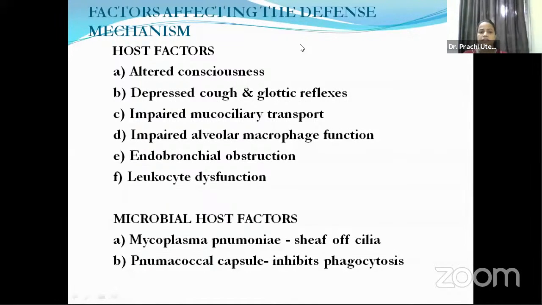And microbial factors like the pneumococcal capsule, which inhibits phagocytosis, and mycoplasma, which causes failure. So these are certain microbial factors which will actually cause pneumonia in a child.